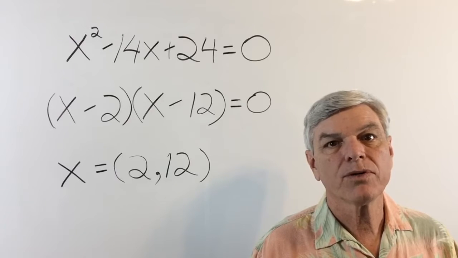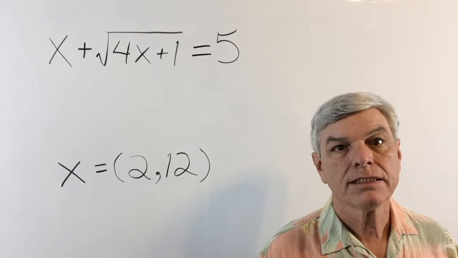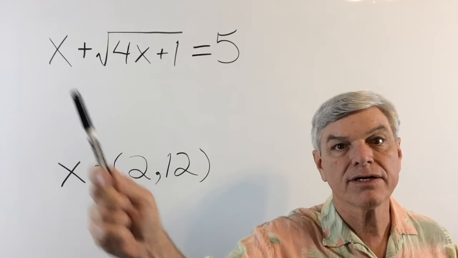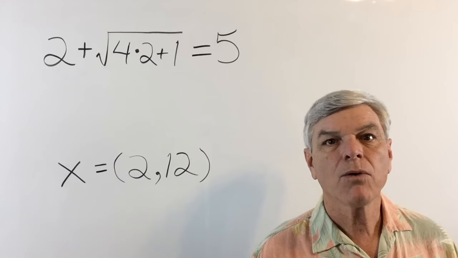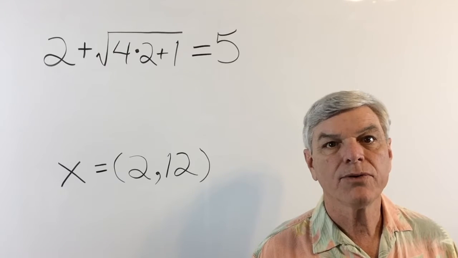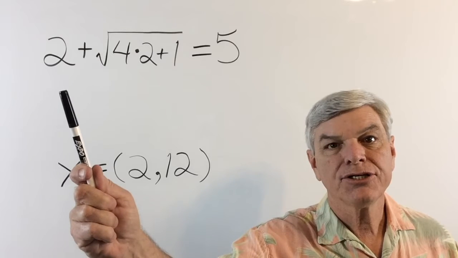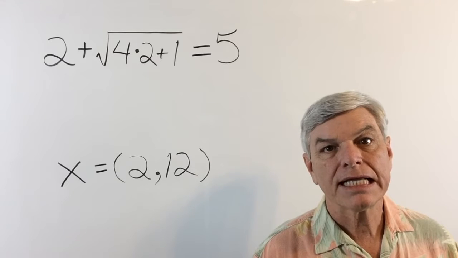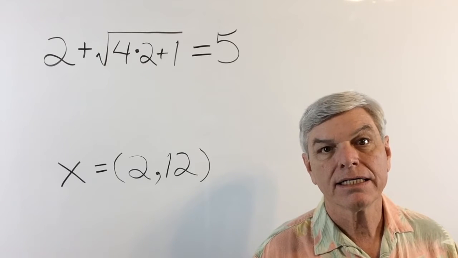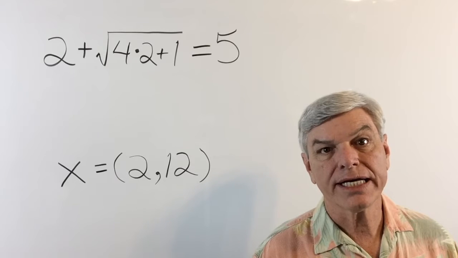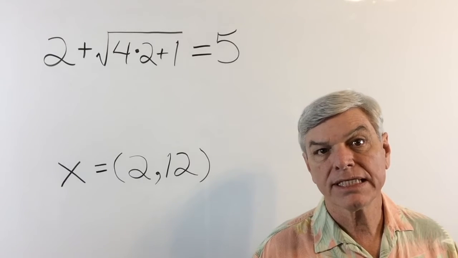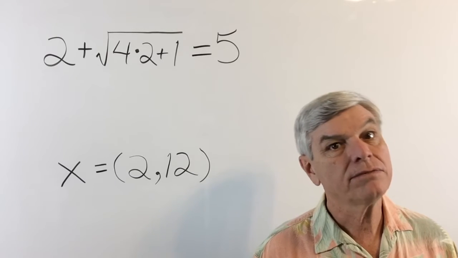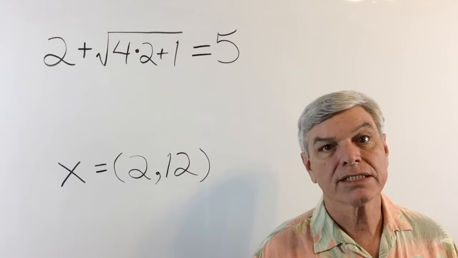And like I said, we're going to be real careful. We're going to insert both of those numbers back into the original equation. Okay, let's substitute 2 in for our x's. Remember, we have two x's. We have an x here and an x there. Okay, and I want you doing this on paper while I'm doing this in my head. 2 plus the radical. Now the radical is 4 times 2. That's 8. 8 plus 1 is 9. So the square root of 9 is 3. 2 plus 3 is 5. Yeah, that's good. Okay, so 2 is a good answer. Let's try 12.